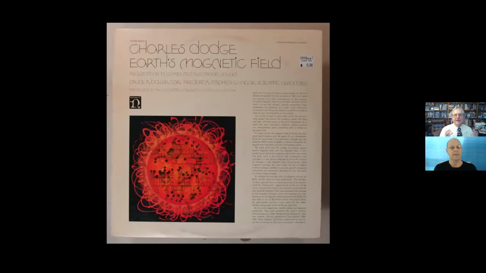Which leads me then to the whole idea of using astronomical data to produce music. There's an older piece by Charles Dodge, an electronic piece, in which the notes in the piece are based on the Earth's magnetic field, the index of geomagnetic activity that's controlled by the sun, and that shows us the level of activity in the Earth's magnetic field. Again, an intriguing idea, not an easy piece to listen to, but it's called Earth's Magnetic Field by Charles Dodge.